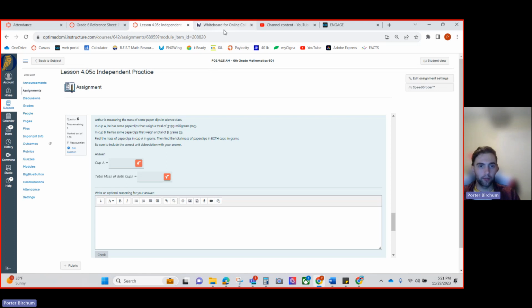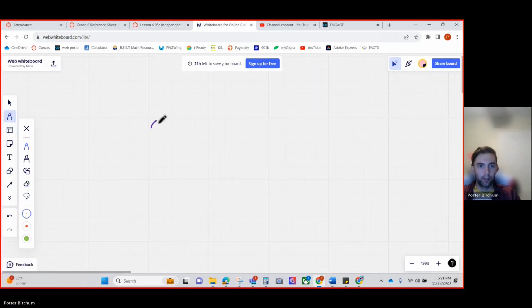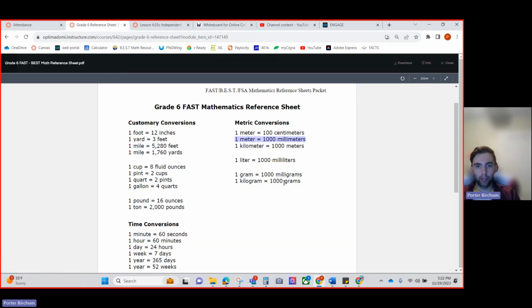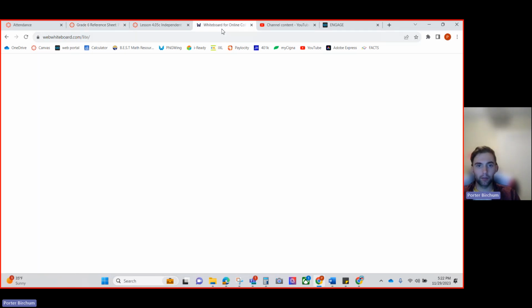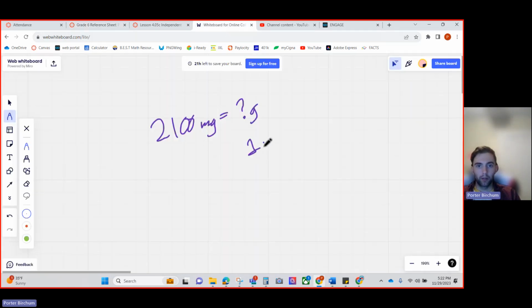2,100 milligrams into grams. 2,100 milligrams into question mark grams. Look at that grade 7 reference sheet, milligrams, grams. Oh, here we go. 1 gram is 1,000 milligrams. Notice how when I'm doing my work, both of my milligram numbers are on the left side and both of my gram numbers are on the right side.